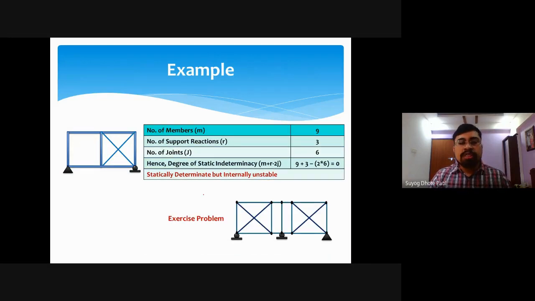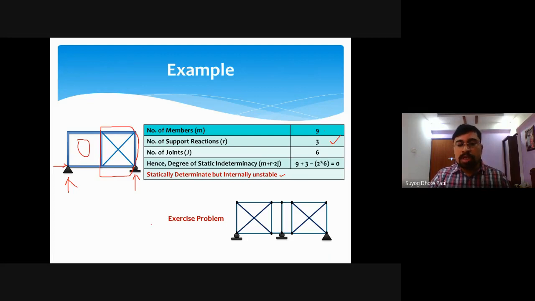Third example: the number of members is again 9. Support reactions are 3, because this is a hinge support with 2 reactions, and this is a roller support with 1 reaction. The number of joints is again 6. After applying the equation, it is 0. It is statically determinate but internally unstable. Why internally unstable? These members are connected with bracings, but this panel is open. In that case, internal instability may occur.